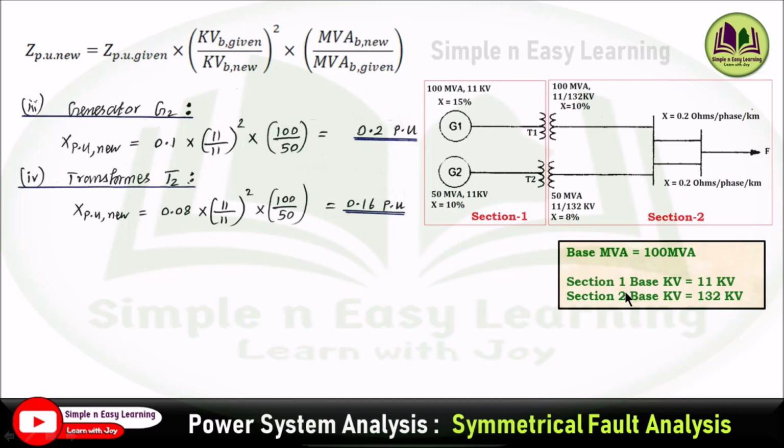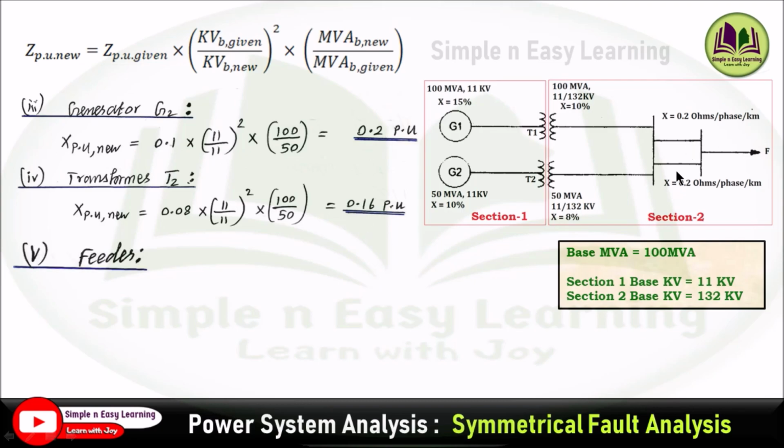The new value for section 1 is 11 kV, the section 1 is in the primary, and MVA new is the base value which is 100, from this box you can take. The MVA given for transformer 2 is 50 MVA, so you can substitute, you will be getting 0.16 per unit.